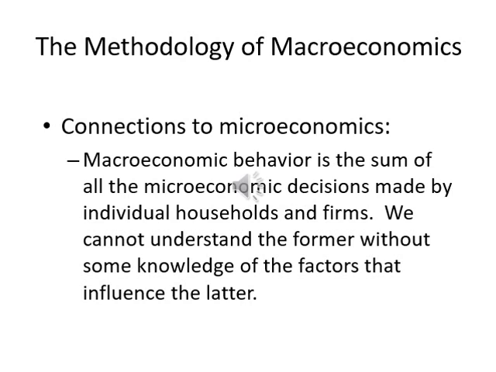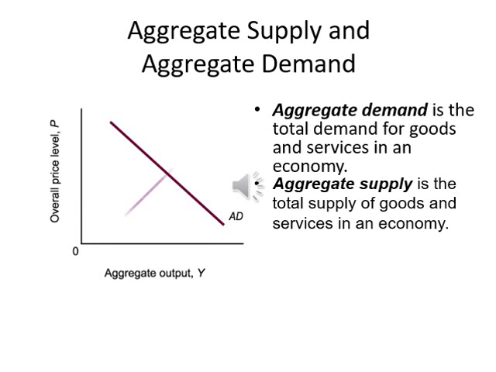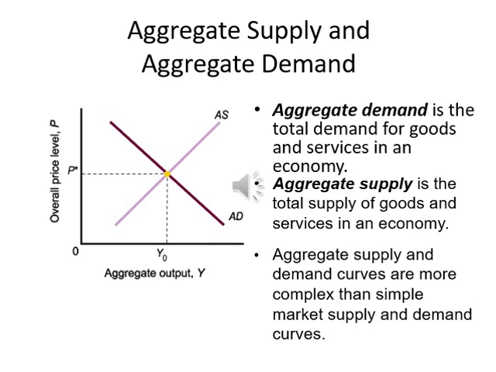Connections to microeconomics: macroeconomic behavior is the sum of all the microeconomic decisions made by individual households and firms. We cannot understand the former without some knowledge of the factors that influence the latter. Aggregate demand is the total demand for goods and services in an economy. Aggregate supply is the total supply of goods and services in an economy. Aggregate supply and demand curves are more complex than simple market supply and demand curves.